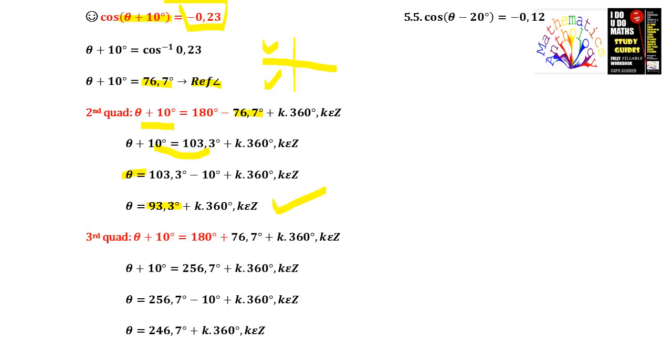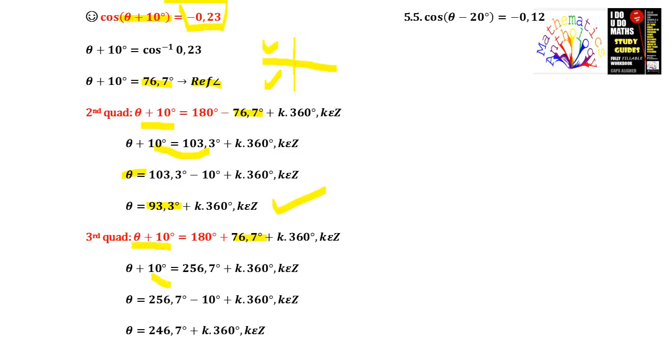Again, we said cos is negative in the third quadrant, and the rule in the third quadrant is 180 plus. So θ + 10 degrees = 180 plus my reference angle plus k·360, k ∈ Z, and I'm going to solve the same way for θ here. So θ + 10 degrees = 256,7 degrees + k·360, k ∈ Z.